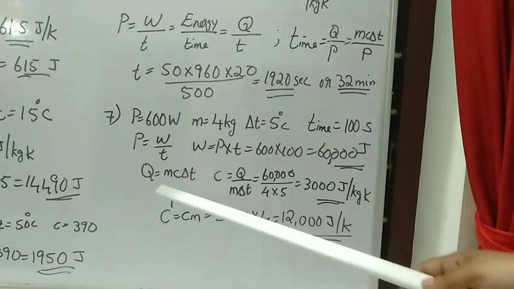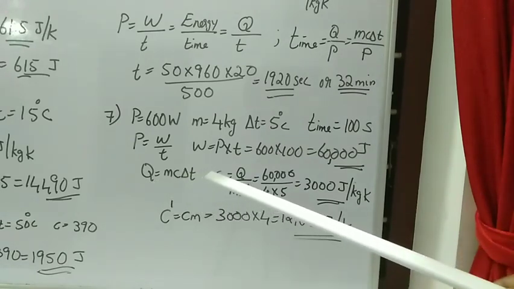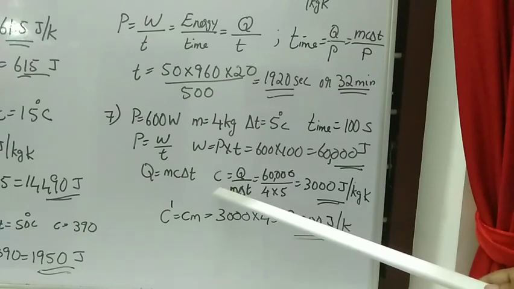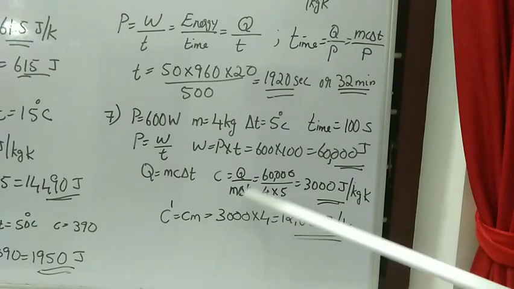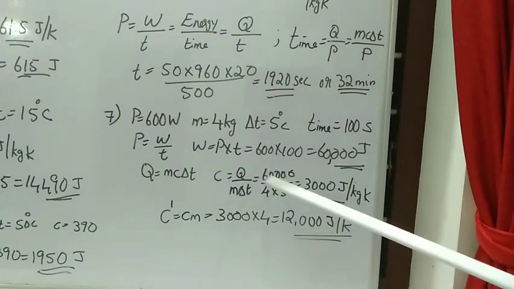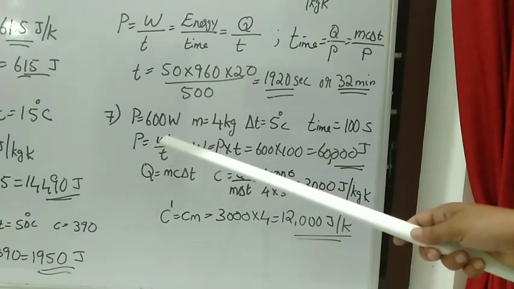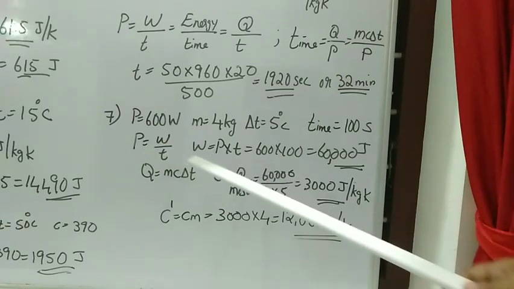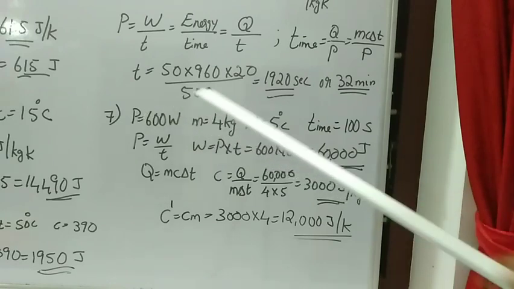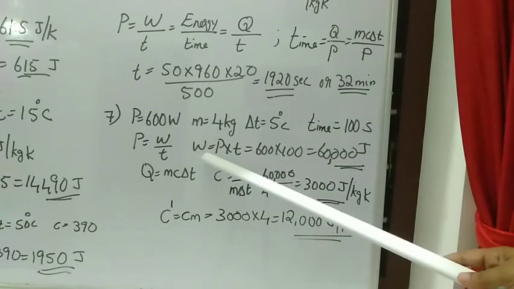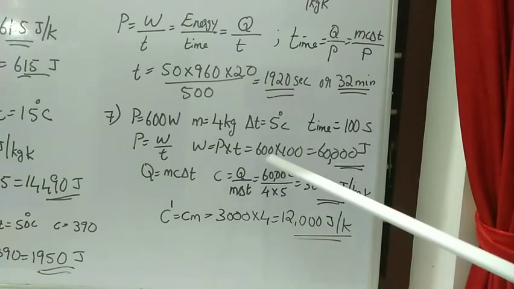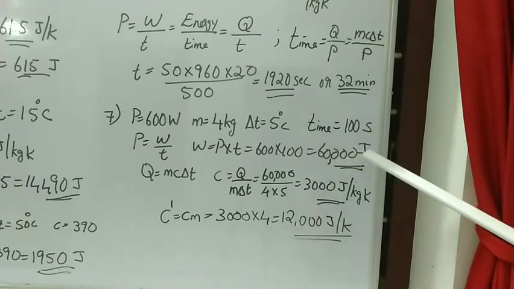We have the formula Q is equal to mc delta T. From here C, that is small letter c, the specific heat capacity, is Q by m delta T. Here Q is not given. First we have to find Q. Power is equal to work by time. Work is equal to power into time. Power and time are given. So W is equal to power into time. 600 into 100, you will get 60,000 joule.